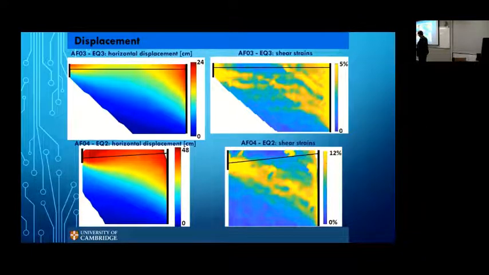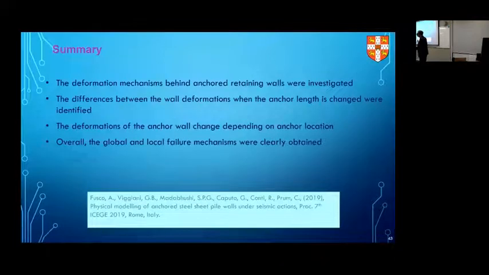Okay, so that's one example. So just a few comments to summarize, which is the deformation mechanisms behind the anchor walls are captured very well, and basically the deformation changes depending on how long the anchor length is.